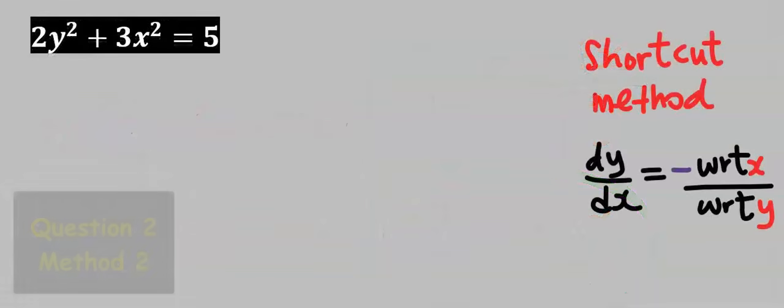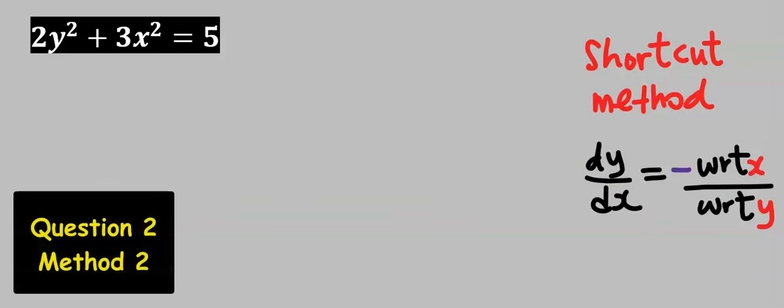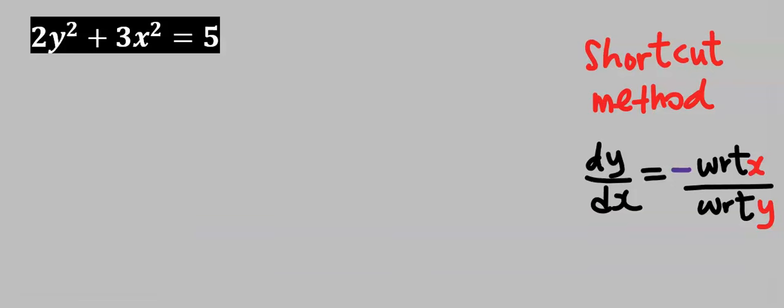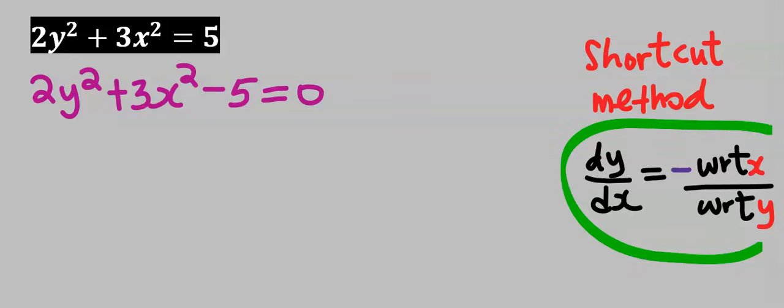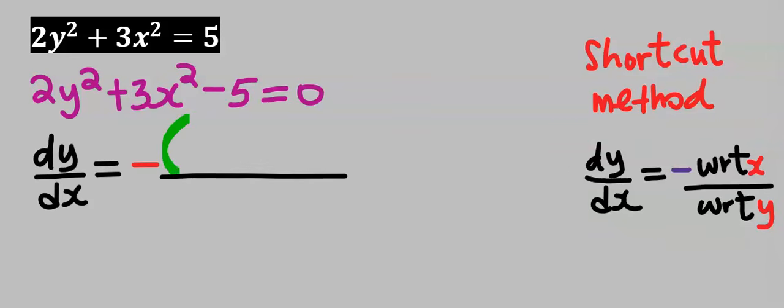Alternatively, let's apply the shortcut method. The first step is to rearrange the question so that it will be equal to 0. Next, differentiate by applying the shortcut method formula. At the numerator, we're going to respect functions with x only. Hence, we're going to ignore this because it got no x, and we're going to ignore this because it got no x.